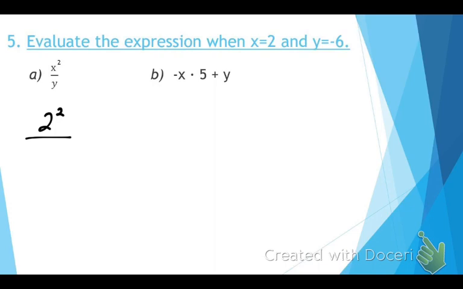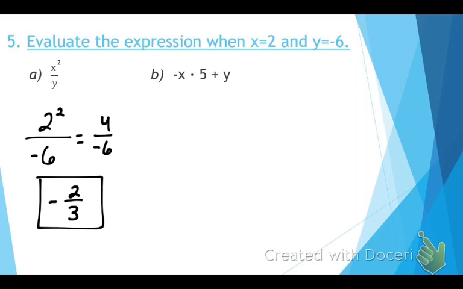What am I plugging in for the y? Negative 6. What do I do next? Correct. 2 times 2 is 4, divided by negative 6. Reduce that for me, please. 2/3. Is the answer positive or negative? Because I had a negative there, it is a negative answer. I do not care if you attach it to the numerator or the denominator or on the outside. It all means the same thing, negative 2/3.